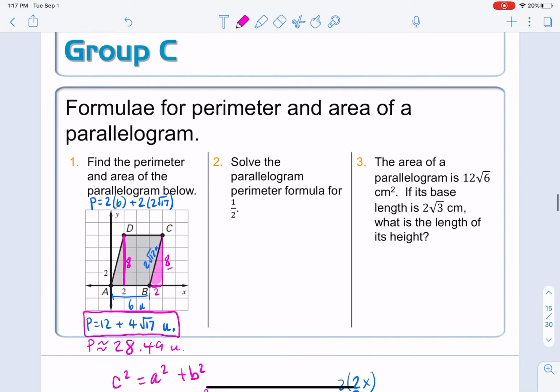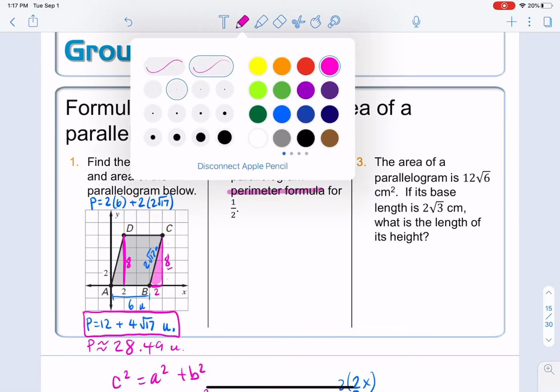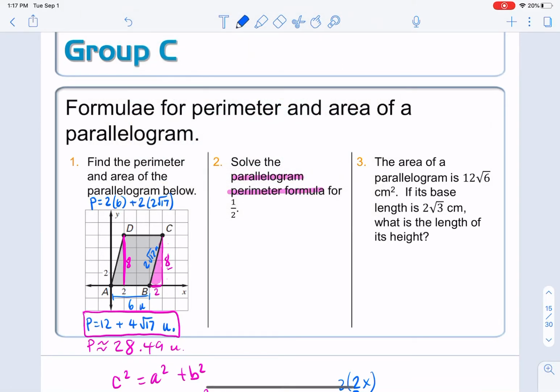Solve the parallelogram perimeter formula for a half. Okay, so again, what I would recommend that you do is that you actually highlight what it is that you're working with here. So it's asking us to deal with the perimeter formula for a parallelogram, which is 2 times your A plus 2 times your B.